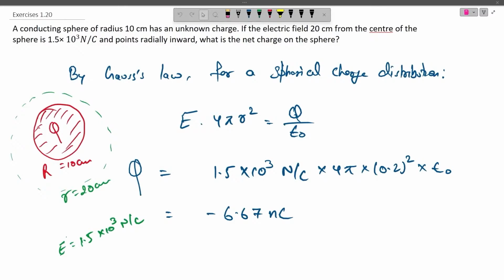The question says that a conducting sphere of radius 10 cm has an unknown charge. If the electric field 20 cm from the center of the sphere is 1.5 × 10^3 newton per coulomb and points radially inwards, what is the net charge of the sphere?